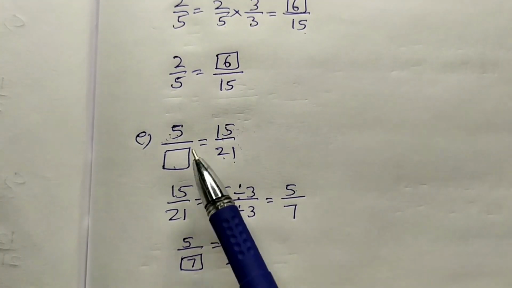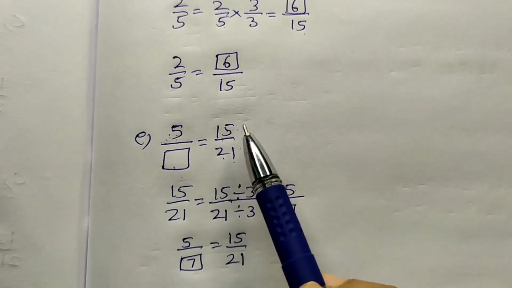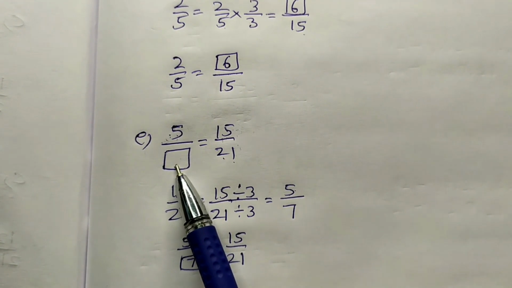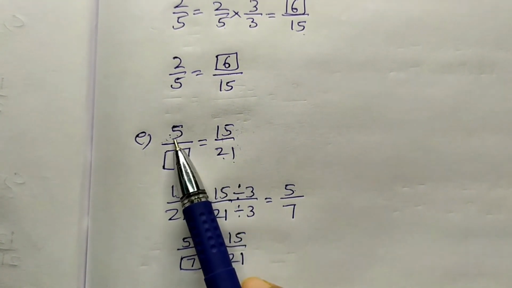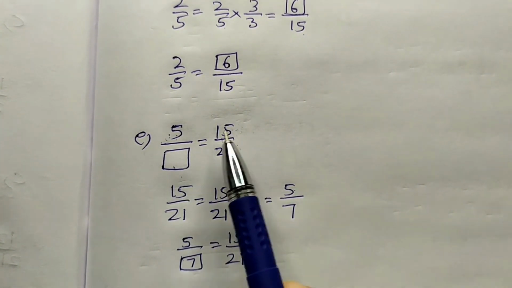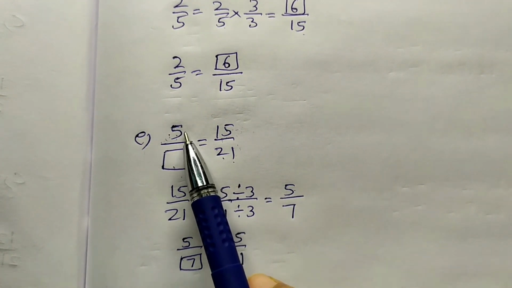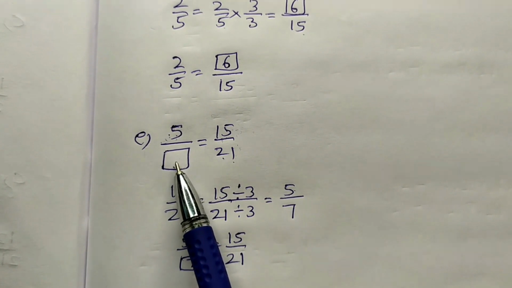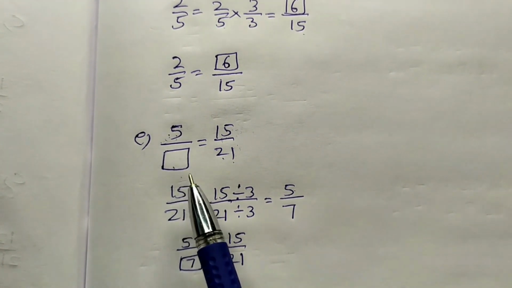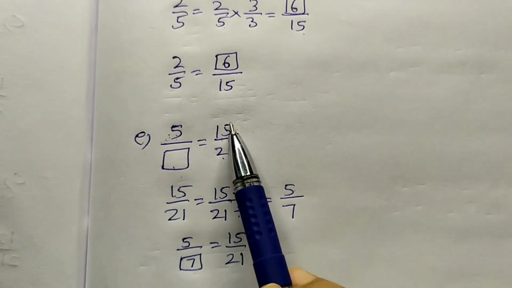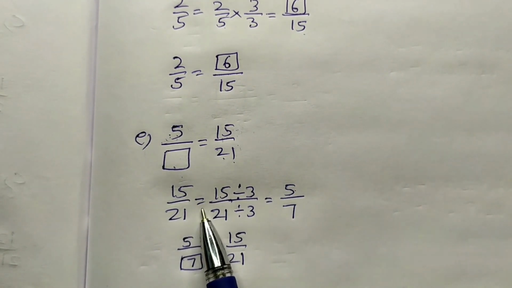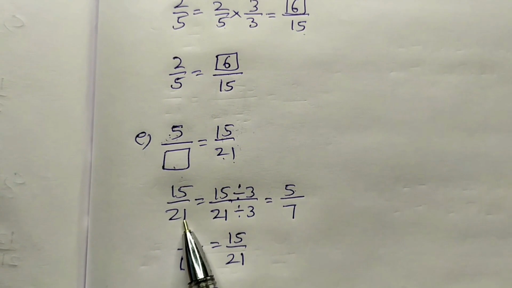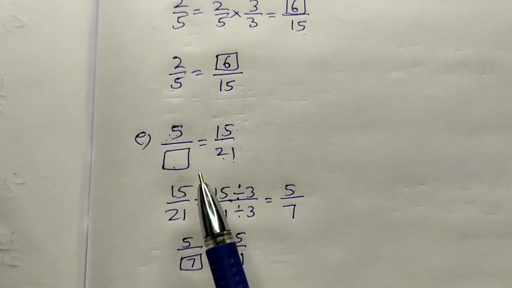Another problem is 5 by box is equal to 15 by 21. We have to fill this box. We have two numerators, 5 and 15. So we have to multiply 5 into some number to get 15. But here we are not having the denominator. So in this case we took the fraction 15 by 21, and we have to divide the numerator and denominator by a number to get this fraction.